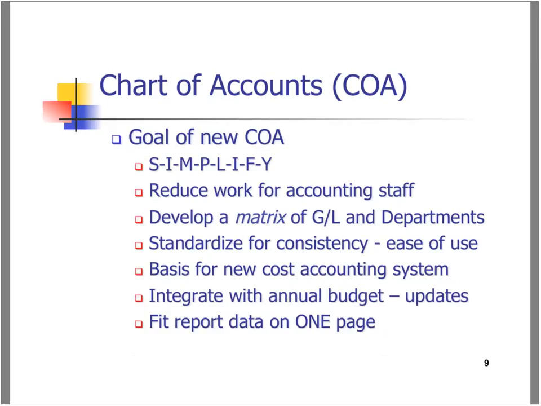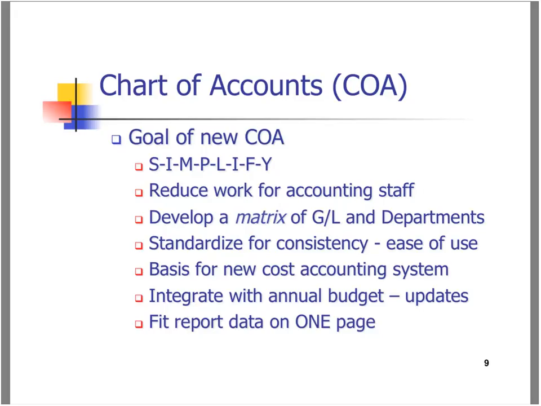It's pretty much straightforward. I'll explain developing a matrix of GL and departments, but that's what we call a cost accounting matrix. It's just a term I came up with, where you've got the GL accounts, which are like the rows, and the departments are like the columns. Anything you can do to standardize makes it a lot easier, and it becomes the basis of your new accounting system. You can integrate and should integrate this into your annual budget as well, so your budget reflects the new chart of accounts.